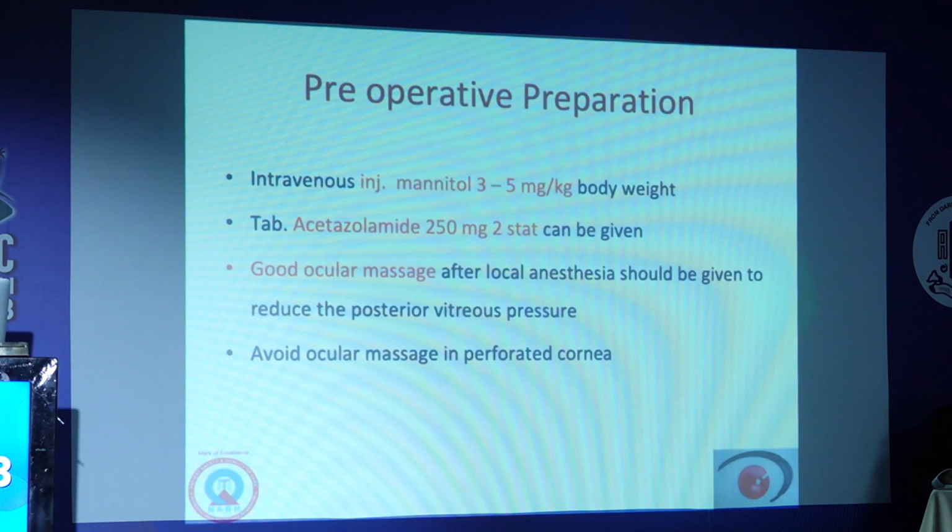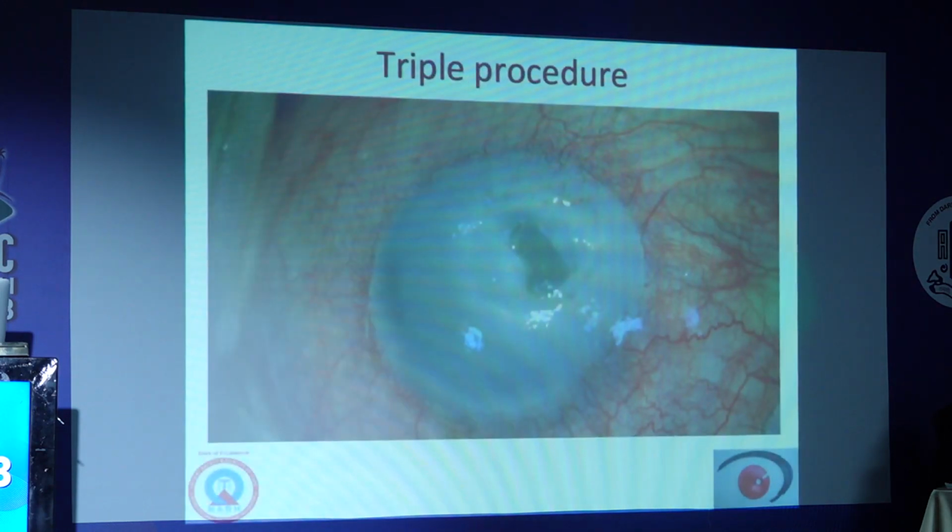Intravenous injection of mannitol is very important in all cases of combined procedures. The standard dose of 3 to 5 milligram per kg body weight should be given. And I also give tablet acetazolamide 250 milligram, 2 stat, with mannitol. And good ocular massage after local anesthesia should be given to reduce the posterior vitreous pressure, but avoid massage in cases of perforated corneas.